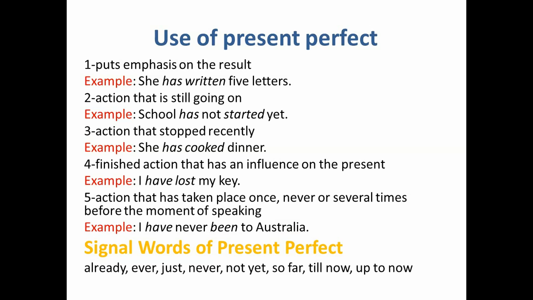Okay, so now let's have a look at the signal words or the key words of the present perfect. Already, ever, just, never, not yet, so far, till now, up to now. So these are the signal words or the key words that I can use to talk about present perfect tense.